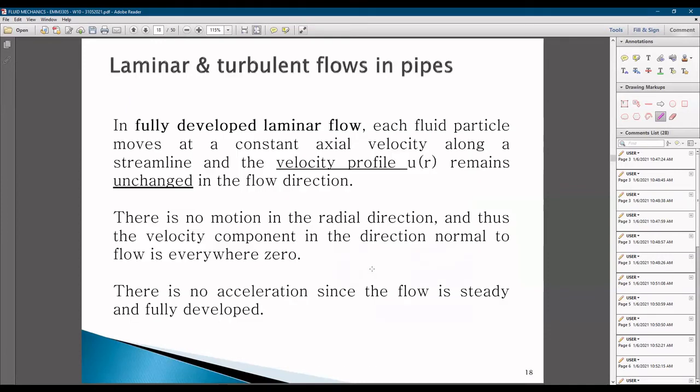In fully developed laminar flow, each fluid particle moves at a constant axial velocity along a streamline, and the velocity profile, which you can denote as u(r), remains unchanged in the flow direction. There is no motion in the radial direction, and thus the velocity component in the direction normal to the flow is everywhere 0. There is no acceleration since the flow is steady and fully developed.